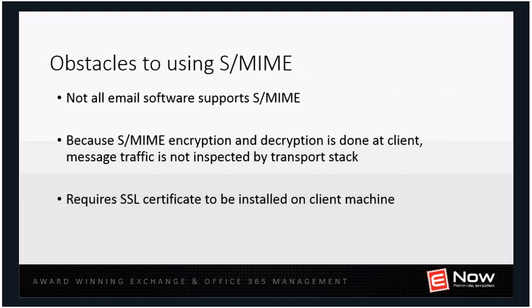S/MIME encryption is done at the client, so that message traffic isn't inspected during the transport stack. The consequences of that may mean that maybe your antivirus can't function for that message because it's encrypted before it gets to antivirus. Or maybe you have transport rules that you expect to apply to all messages that are going through. Maybe adding a disclaimer to messages. That's a very common transport rule that people use. But S/MIME encryption can prevent that from working because the message is already encrypted before it gets to that transport stack.